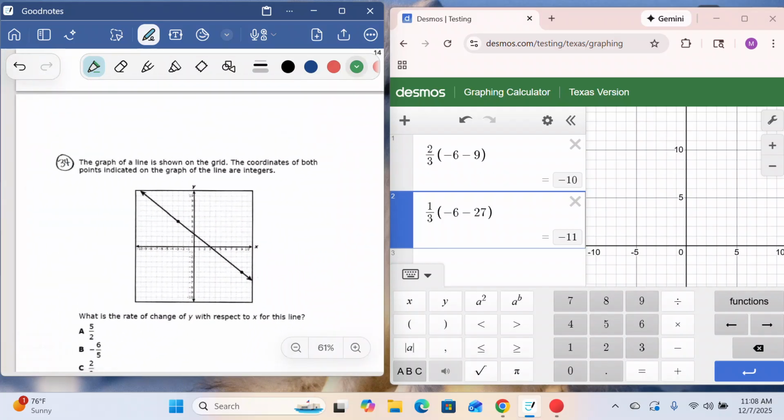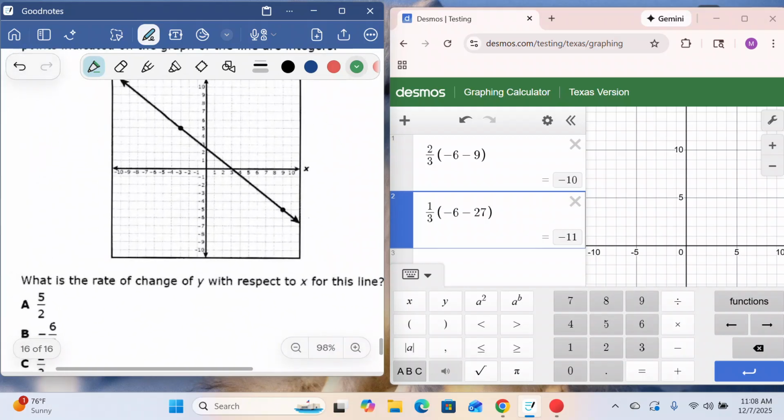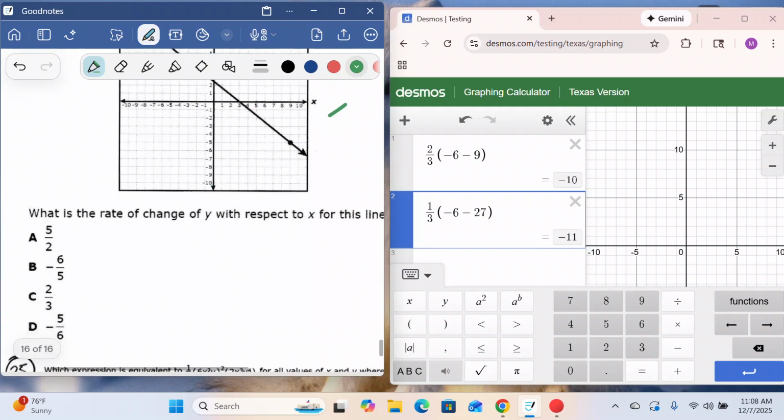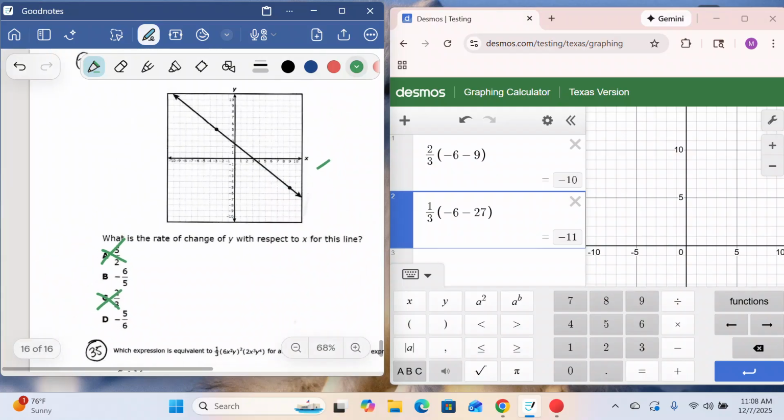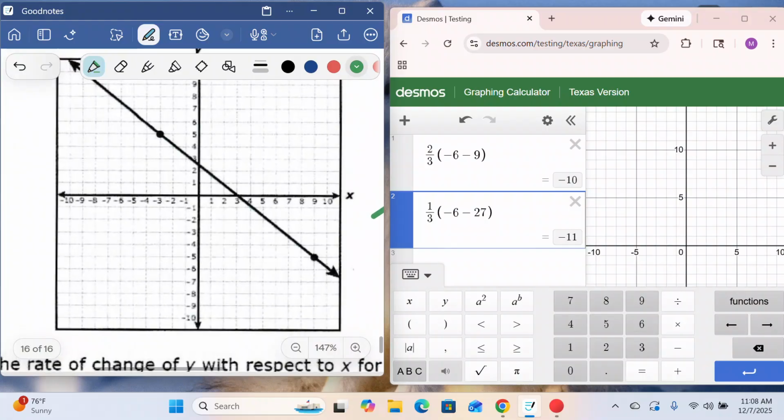34, this one is another rate of change. So again, it is linear. It has a slope, and just by looking at this, we know it's a negative slope. Automatically, if we didn't know anything else, we can get rid of A and we can get rid of C. Now we're down to B and D. But again, I want to do 100%.